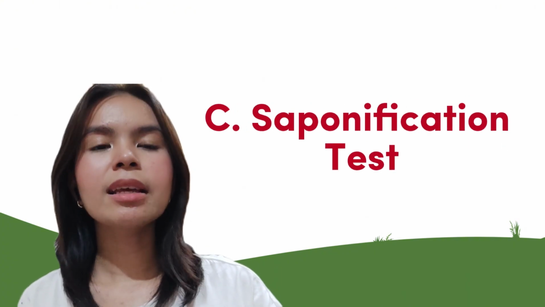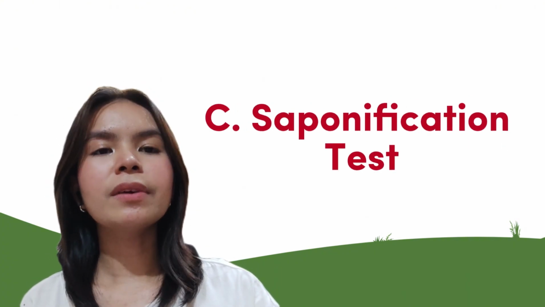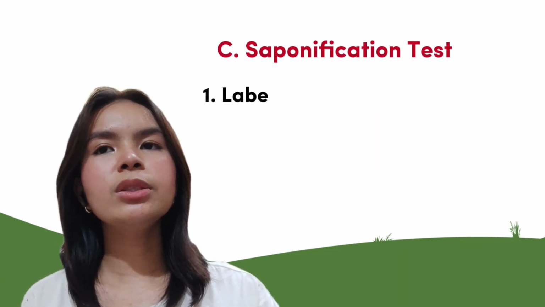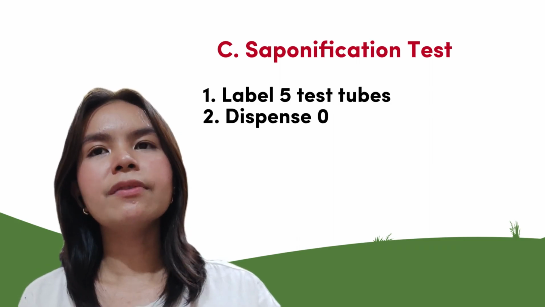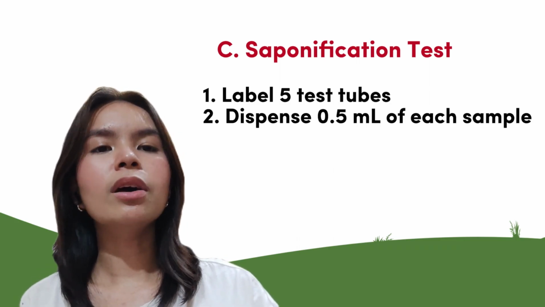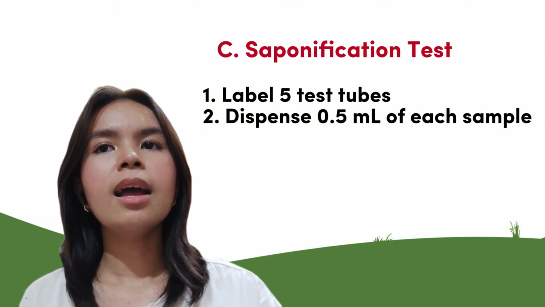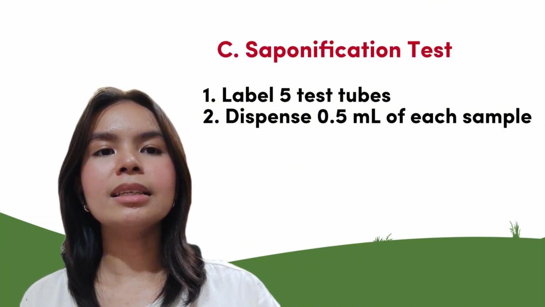So the third test that we are going to do is a saponification test. It assesses the presence of ester bonds in the lipid sample by testing for soap formation. So first, we need to label 5 test tubes and place 0.5 ml of each sample, canola oil, olive oil, unknown 1, and unknown 2 into separate test tubes, and place a pinch of palmitic acid in the last test tube.